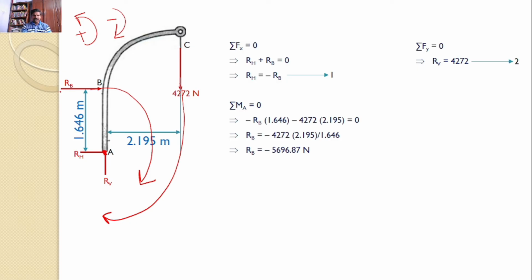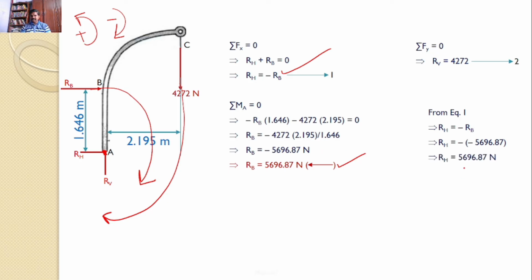Why am I getting RB negative here? The meaning is initially we assumed RB is in this direction, but the actual direction of the force is here. This is the actual force. Hence, the final answer RB is equal to 5696.87, but the direction is like this. Once you know the value of RB from equation 1, I can find the value of RH. That RH is minus RB. RB is minus 5696, so I will get RH is equal to 5696.87. Hence, this direction is correct and the magnitude is this much.